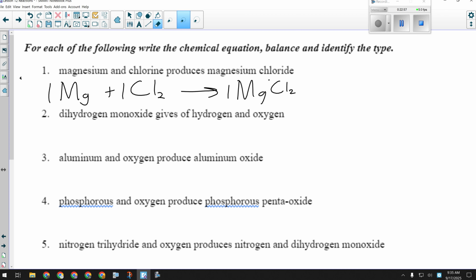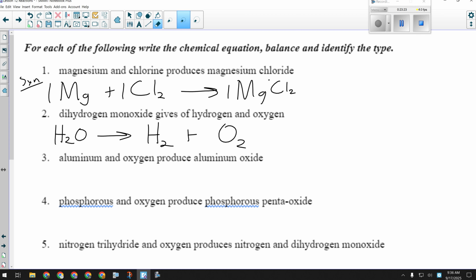Synthesis reaction is already balanced. Okay, so that little detail, right? Checking for those special elements. Okay, we've actually done this one already. Dihydrogen monoxide gives off hydrogen gas. What do I have to remember about hydrogen? It comes as a 2. Oxygen as well.